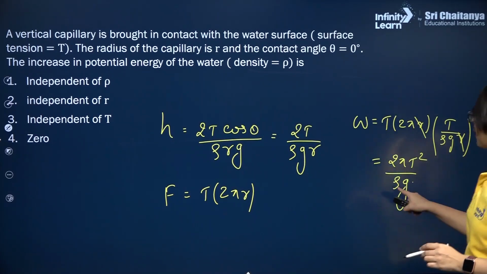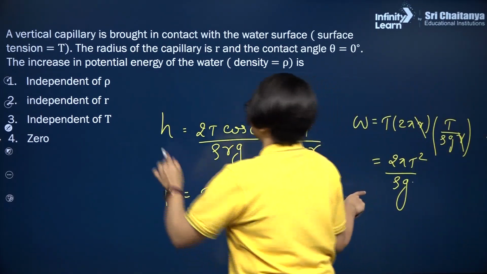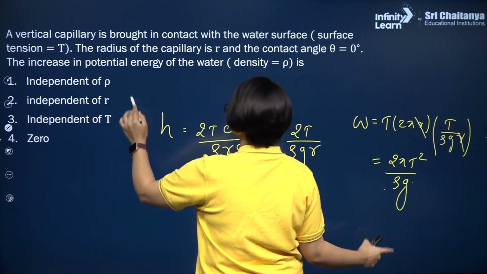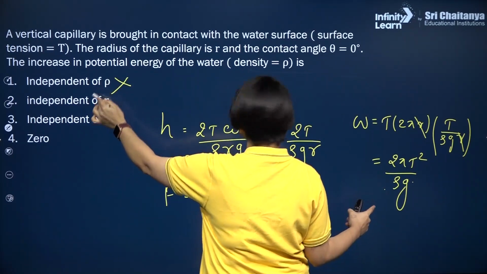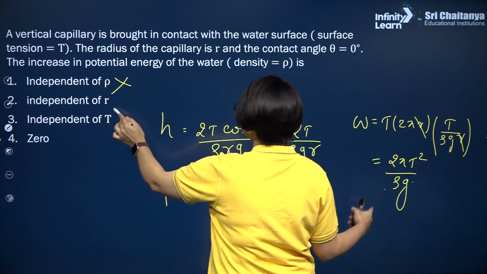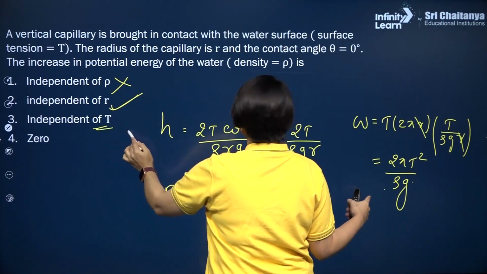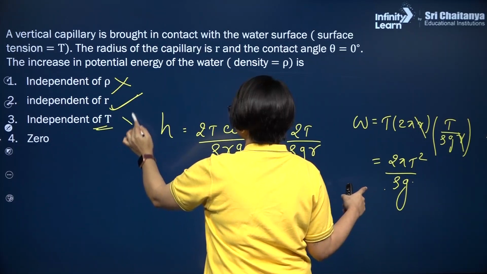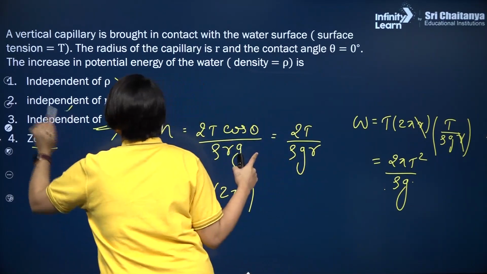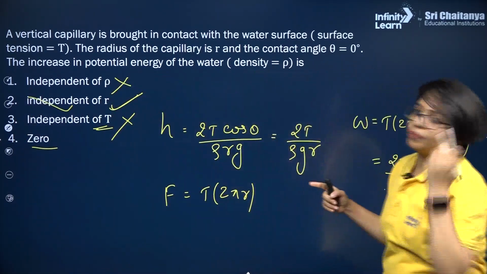So it is dependent on density. Yes, it is dependent on density. So independent of density is wrong. It is independent of r, true. It is independent of tension? No, it is dependent on tension square. It is not 0. So correct answer is option 2.